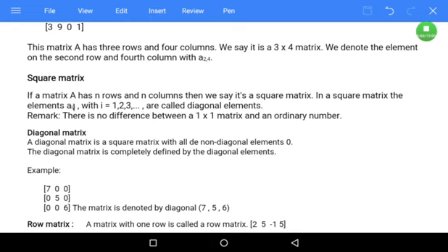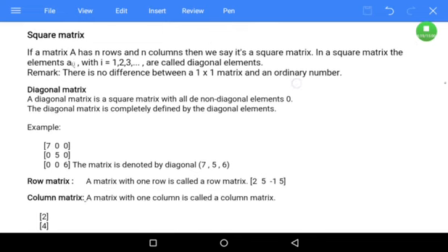Now, there is no difference between a 1 by 1 matrix and an ordinary number. I will explain that later. When we say a 1 by 1 matrix, what do we mean? A matrix with a single row and a single column. For instance, if you have a matrix with only 2 as its element, there's no difference between such a matrix and an ordinary number. Do you understand? The numbers we count with, like 1, 2, 3, are matrices defined as 1 by 1. Do you understand?